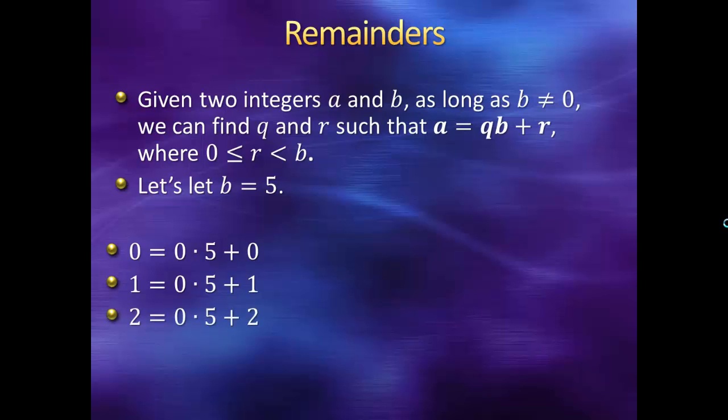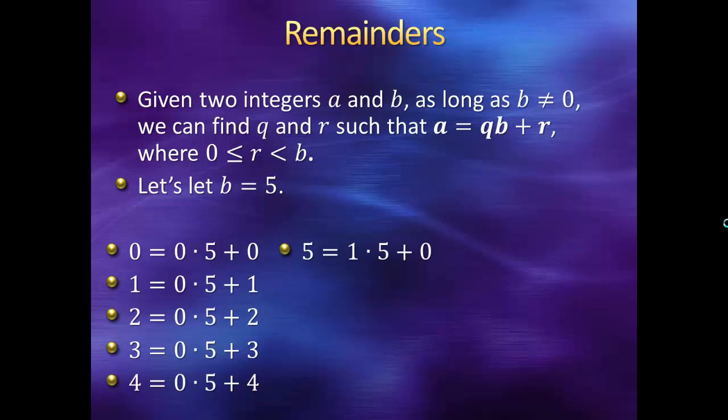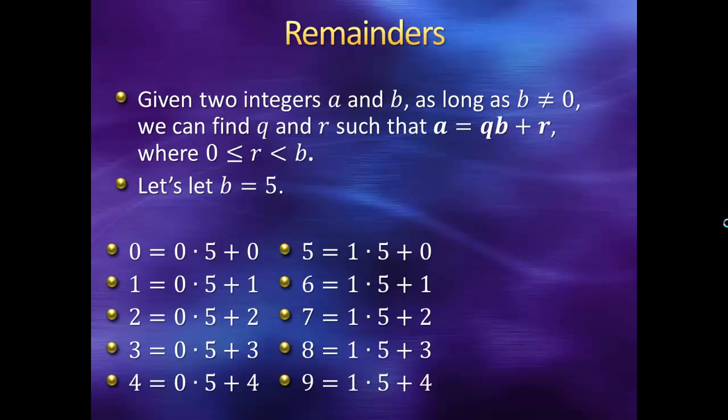2 equals 0 times 5 plus 2, 3 equals 0 times 5 plus 3, and 4 equals 0 times 5 plus 4. Now, if we let a be 5, then the quotient changes to 1, but the remainder reverts back to 0. After this point, the process starts all over again. 6 equals 1 times 5 plus 1, 7 equals 1 times 5 plus 2, 8 equals 1 times 5 plus 3, and 9 equals 1 times 5 plus 4, until 10 equals 2 times 5, with, again, a remainder of 0. So if we keep on increasing a, the remainders follow a cyclic pattern, 0, 1, 2, 3, 4, 0, 1, 2, 3, 4, and so on.